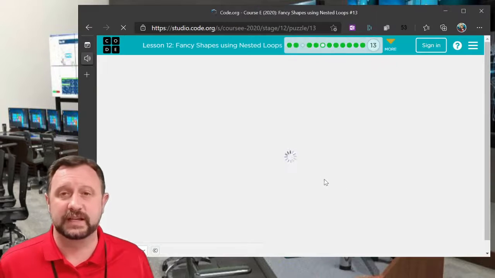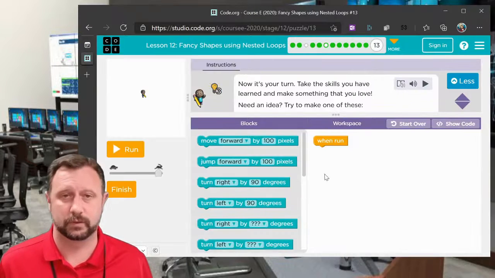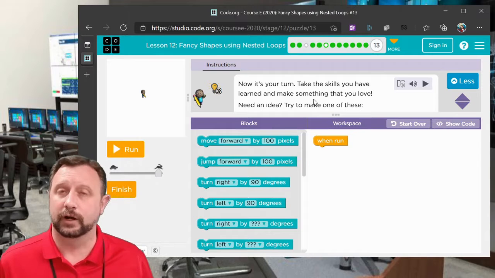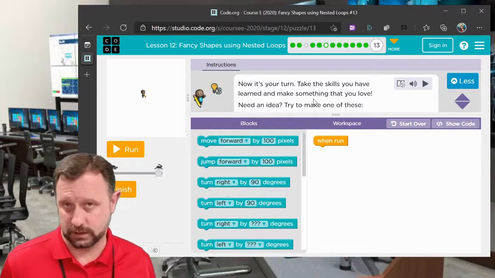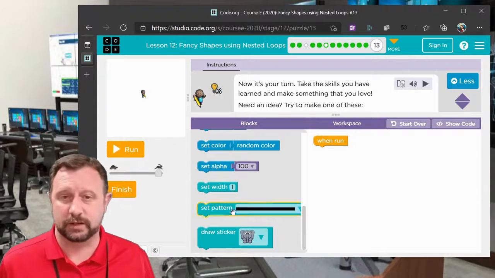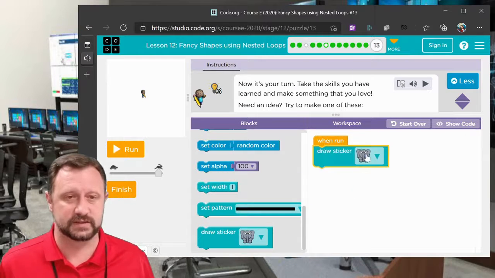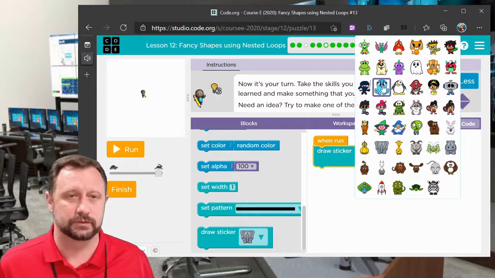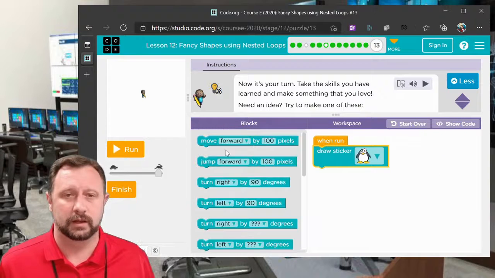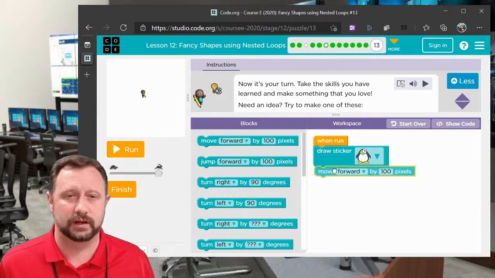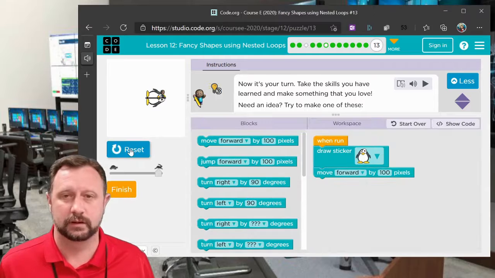Last one, number 13. What are we doing here? 13 is a free-for-all. 13, you get to do whatever you want on. You get to pick all of these blocks. And look, you got cool blocks like this too, where you can draw a sticker like this. A sticker shape, oh, look at all these cool shapes. I'm going to draw a penguin, and I'm going to draw 100 lines. So let's see what happens here.